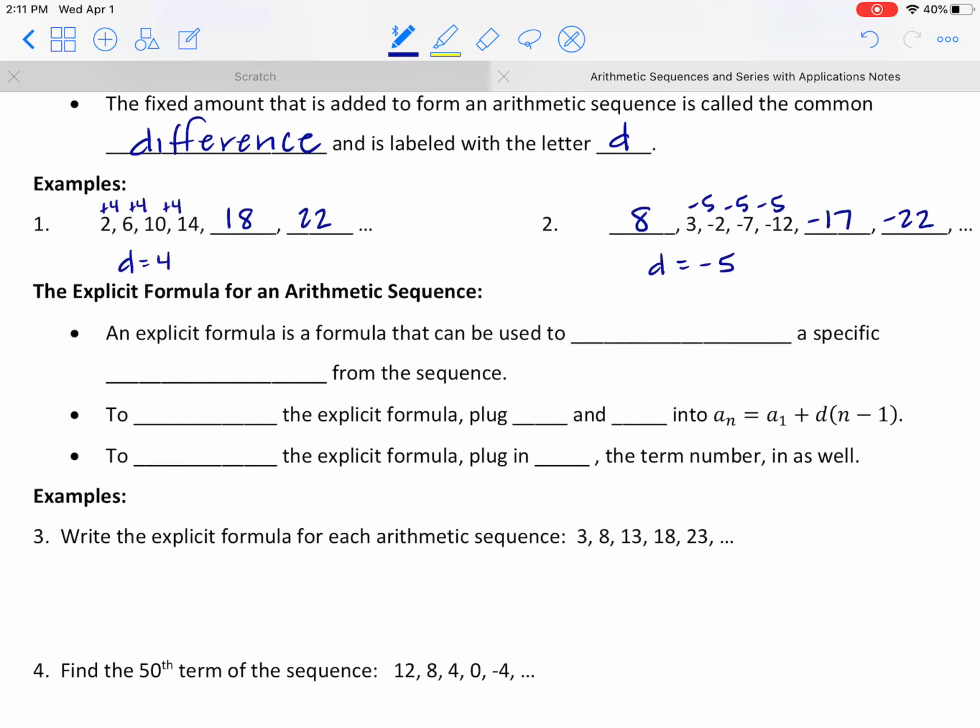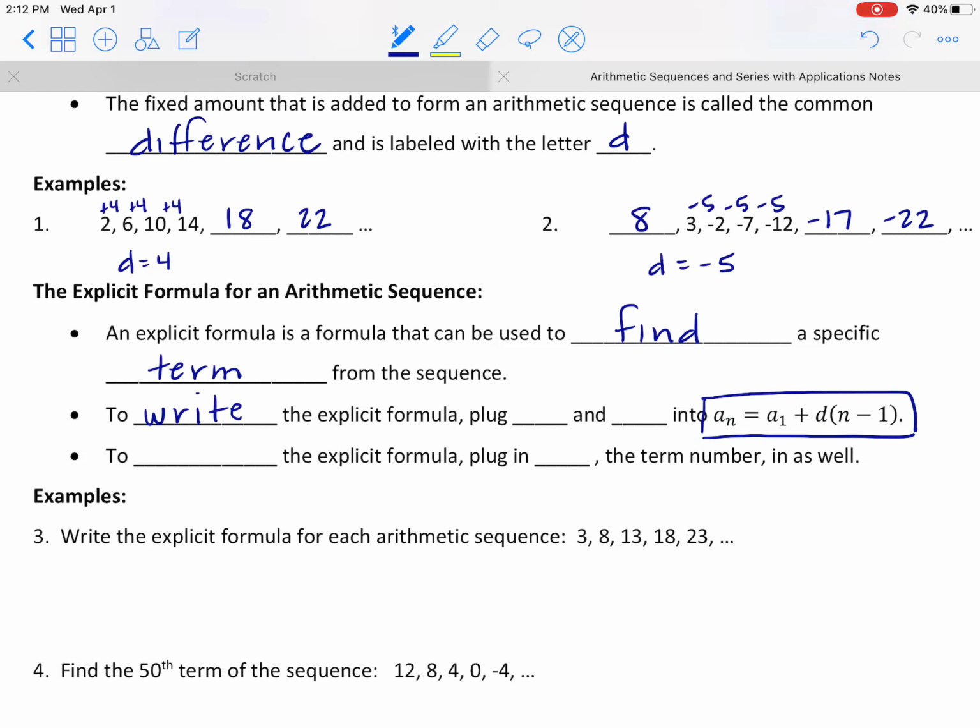So we have something that we can use to find a specific term in that list, and we call it an explicit formula. So an explicit formula is a formula that can be used to find a specific term in the sequence. And sometimes you might be asked just to write a formula to represent the situation, and then if we wanted to find a term number on the list, then we would actually use the formula. But if all we're going to do is write it, the formula is this. This is our formula, explicit formula to find a term that's on the list.